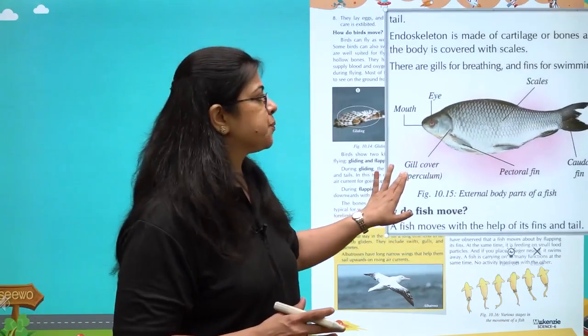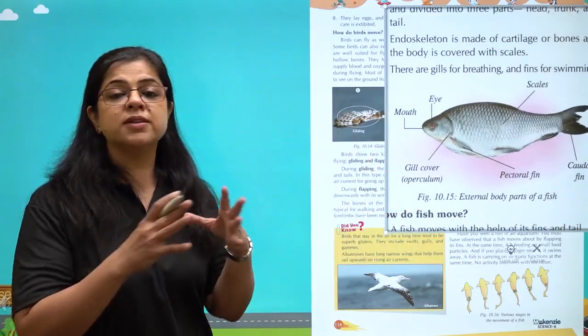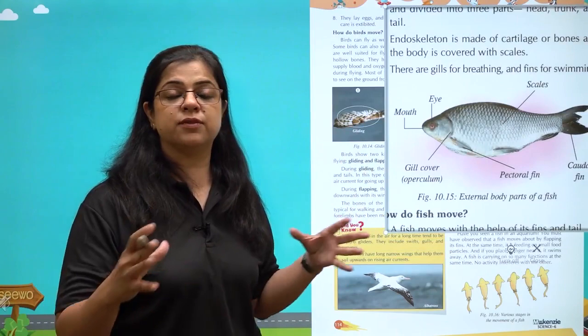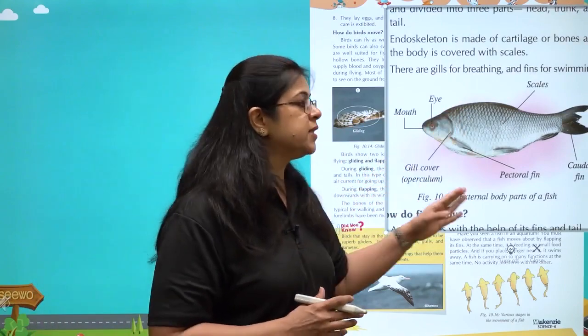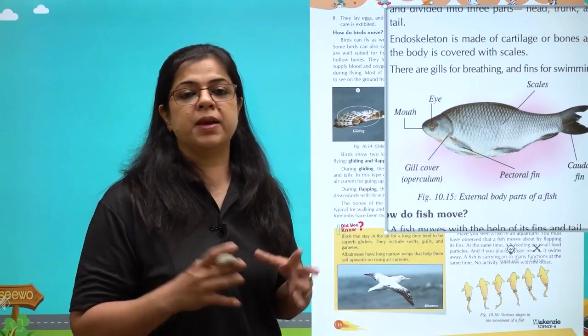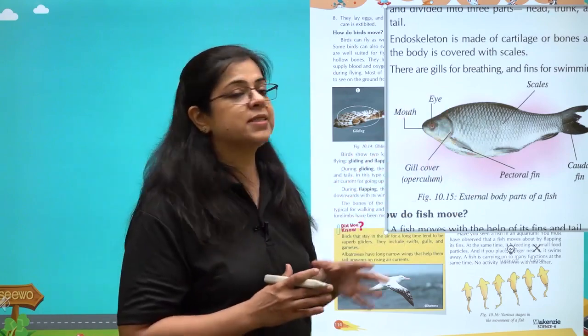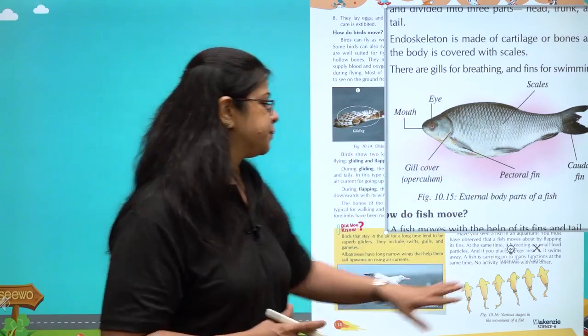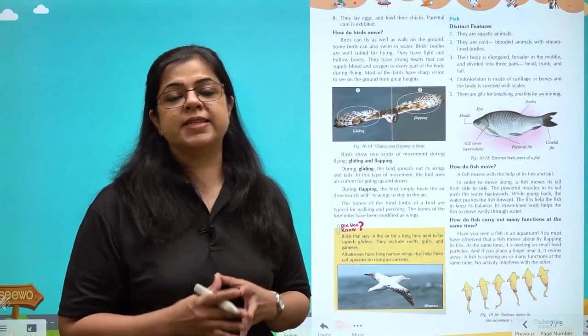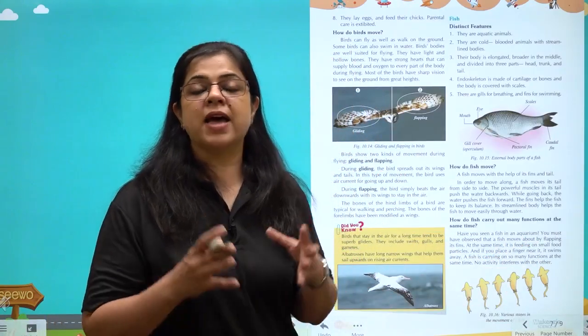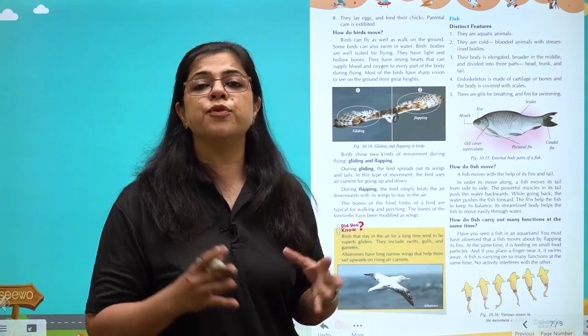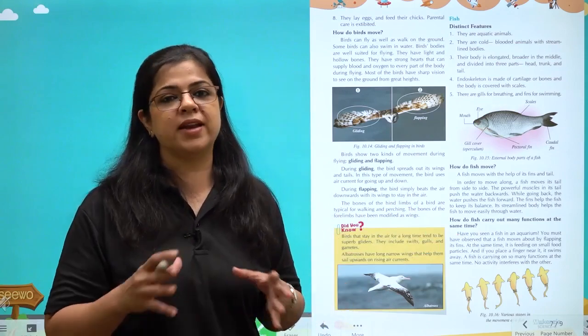A fish, just like the birds, has got a streamlined body जिसकी वजह से वो move करती है. The fins help in swimming. The tail fin helps in changing direction. The gills help in breathing. So we see that different kinds of animals have got different ways of moving from one place to another.